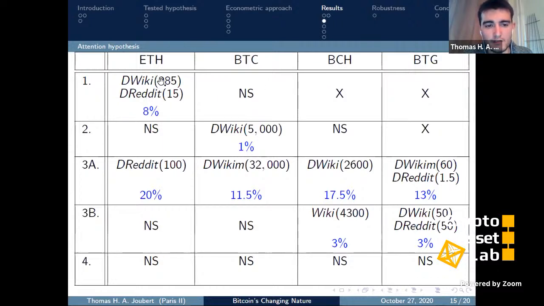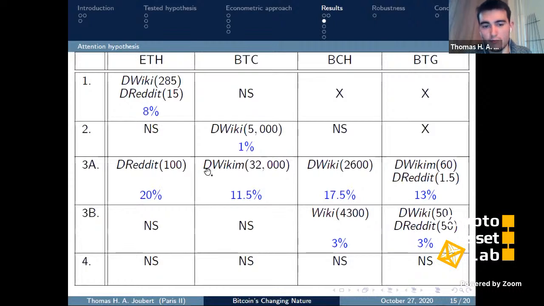You have in parentheses the number of views of Wikipedia or the number of new subscribers necessary to explain a 1% change in the price of Bitcoin. So for instance, in period 3B for Bitcoin Cash, 4,300 views on the Wikipedia page were required to explain a 1% change in the price of Bitcoin Cash. So what we can observe, and also the D before the variable means that the first difference is found to be significant.